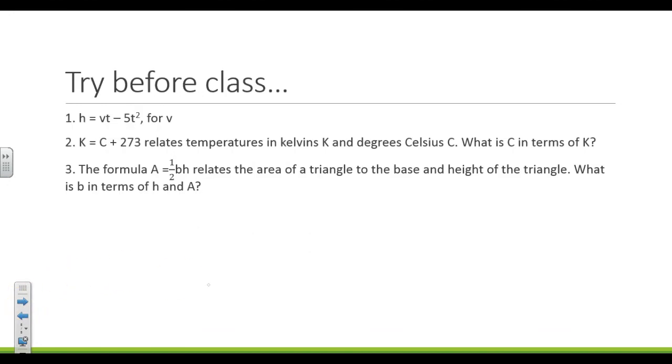Okay, so before class tomorrow, give these 3 problems a try. So number 1, we're solving for V. And number 2, it wants to know what is C in terms of K. And in number 3, they want to know what is B in terms of H and A, height and area. Good luck!